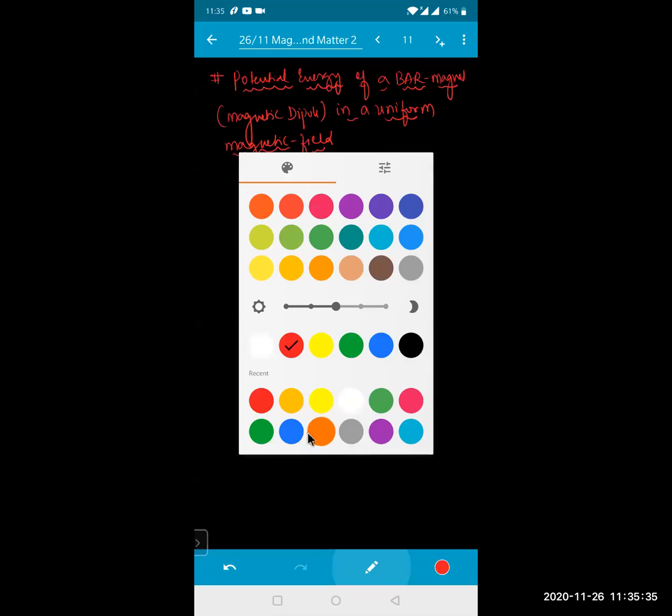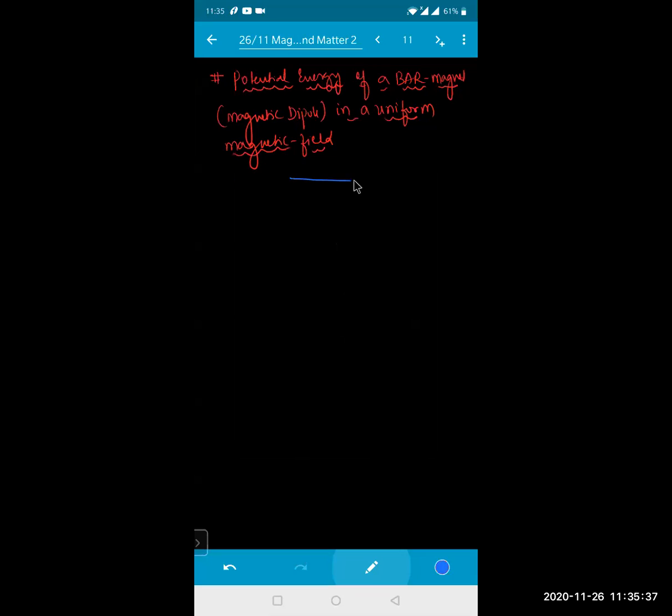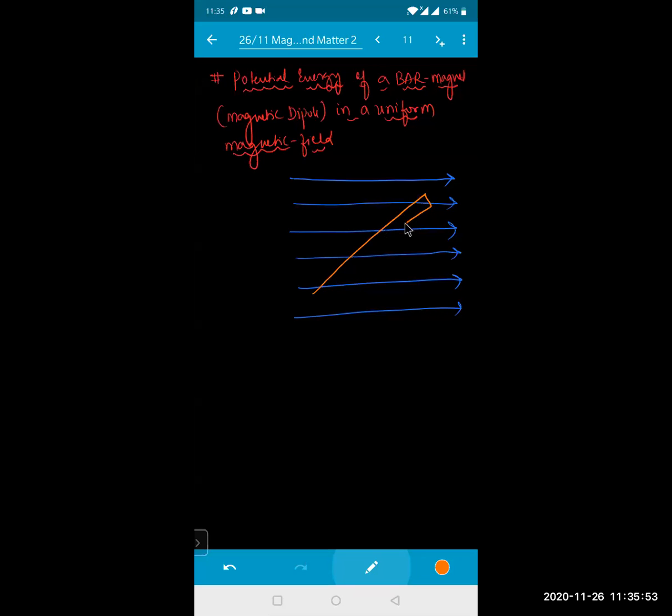అంటే మన దగ్గర బార్ మ్యాగ్నెట్ ఇట్లా, ఇది మ్యాగ్నెటిక్ ఫీల్డ్. సో మ్యాగ్నెటిక్ ఫీల్డ్ ఇట్లా పెట్టుంది. This is the direction of your magnetic field. Okay, దీంట్లో బార్ మ్యాగ్నెట్ ఉంది. So bar magnet is kept right now like this. So this is the position of your bar magnet. Initially it was making an angle theta 1.